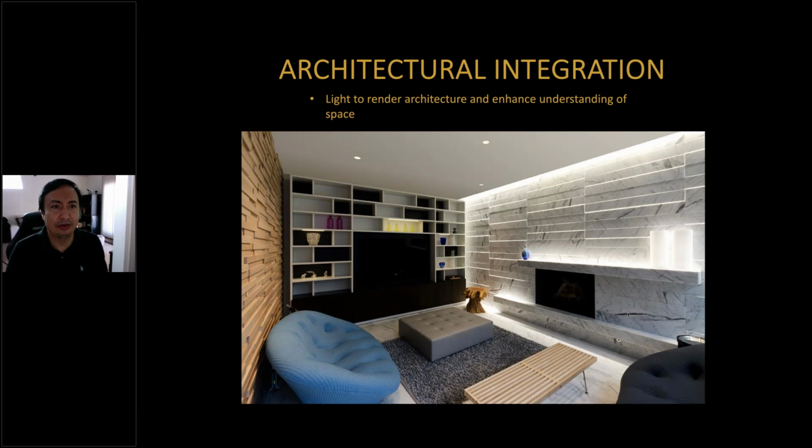Here's another example of how light can be used to render architecture and enhance understanding of space. In this case, we have this beautiful plank wall, planks of marble, and we are highlighting those by grazing that wall with a cove right above it. It highlights all the characteristics, all the marbling of each plank. And you'll notice that even on the shelf in the background there, we used a little bit of linear lighting to highlight one specific area and draw a little bit of attention. It gives a sense of depth and a sense of separation, so you can appreciate all the different features in this particular room.